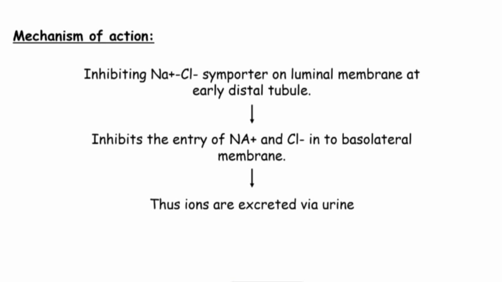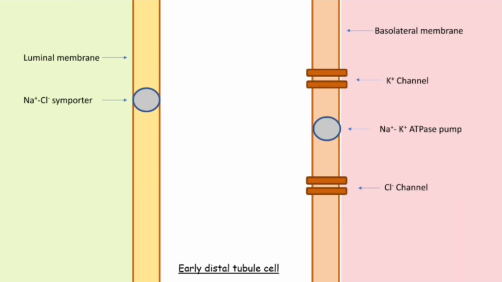As discussed earlier, they act by inhibiting the sodium chloride symporter on the luminal membrane at the early distal tubule. Thus, this inhibits the entry of ions, which are sodium and chloride, into the cell, and so they are excreted via urine. For better understanding, let's look at the mechanism of action of thiazide diuretics diagrammatically.